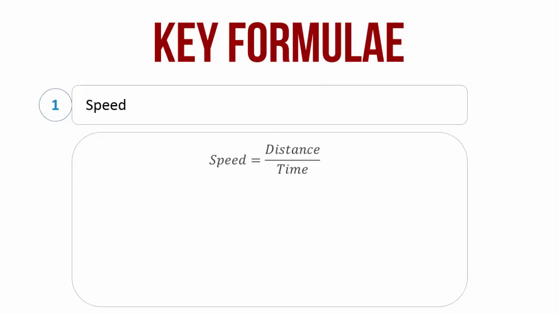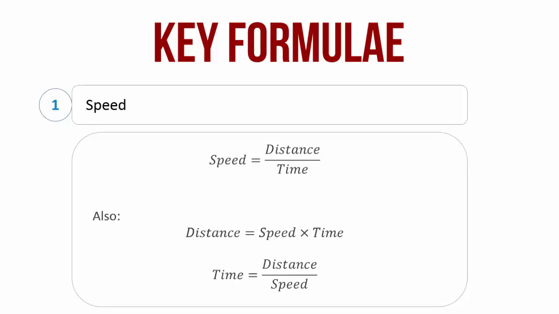Speed is given by distance divided by time. That is, it is the distance travelled per unit time. Also, distance is equal to speed into time. That is, the rate at which you travel multiplied by the time for which you travel. This is the simple formula that you need to remember for the calculation of speed.